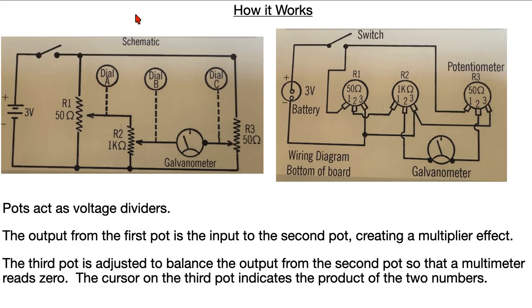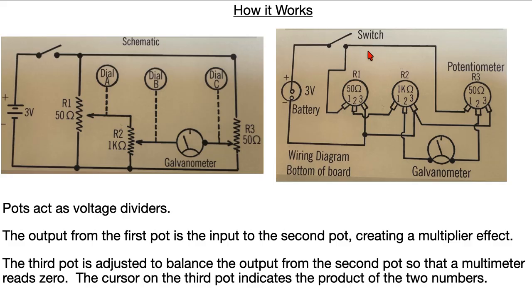So the way the computer works is there are 3 potentiometers, one here, and one here. And the way it works is the output from the first potentiometer goes to the input of the second potentiometer, and that creates a multiplication effect. And then the third potentiometer is used to balance the output from the second potentiometer. So here's the wiring schematic here on the right.